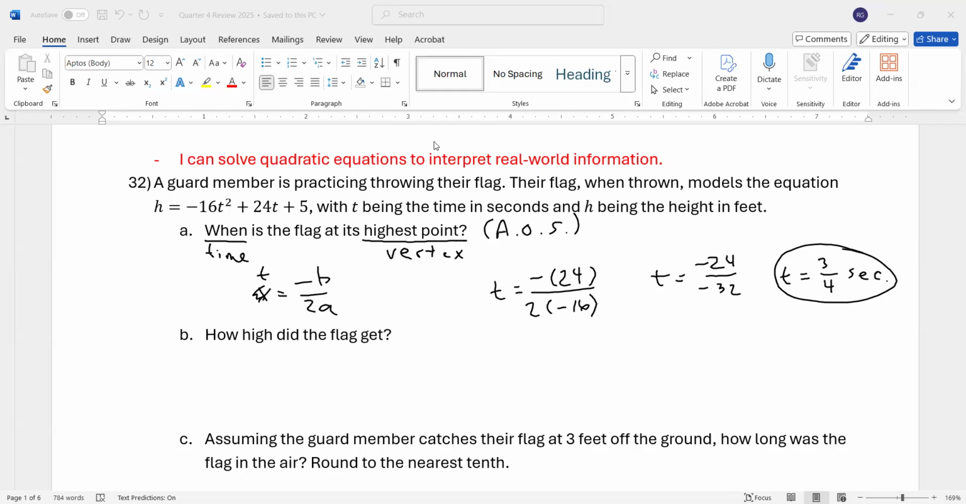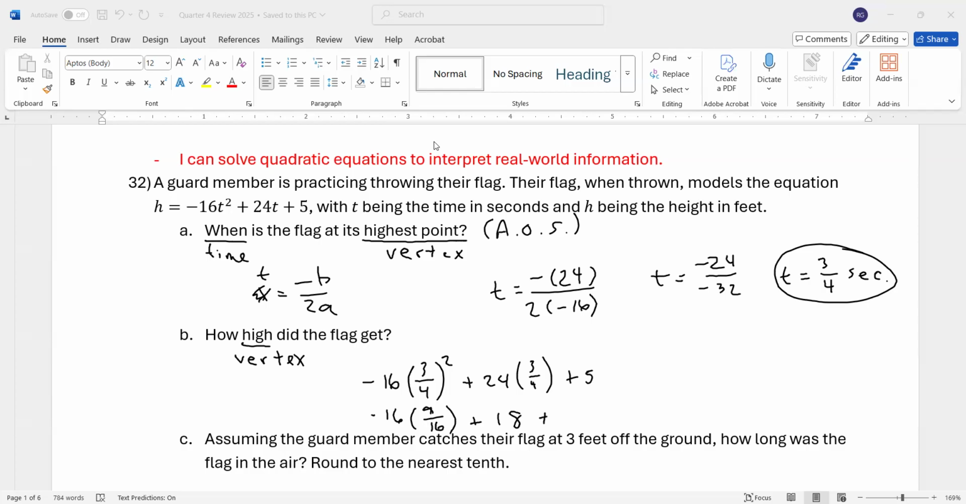How high did the flag get? Again, we're talking about vertex. So now we're plugging in what we just got into the equation. So negative 16, 3/4 squared, plus 24 times 3/4, plus 5. So 3/4 squared is 9 over 16. 24 times 3/4 is 18.